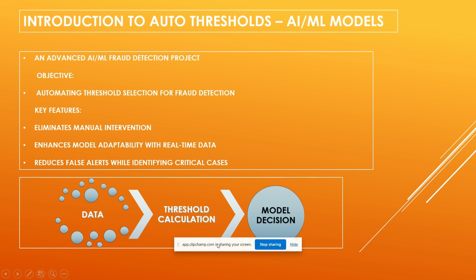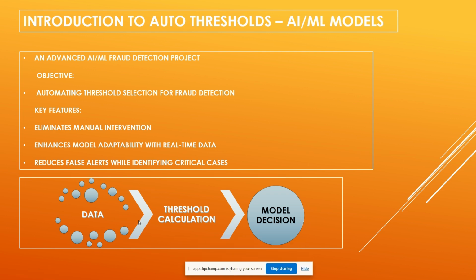As you can see on the presentation window, this picture shows that firstly the data is there, then the threshold calculation is done, and then the model will take the decision. So this is totally automatic. That is the last highlight of this project. Before that we will learn the basic auto threshold techniques also. So let's move to the next slide.